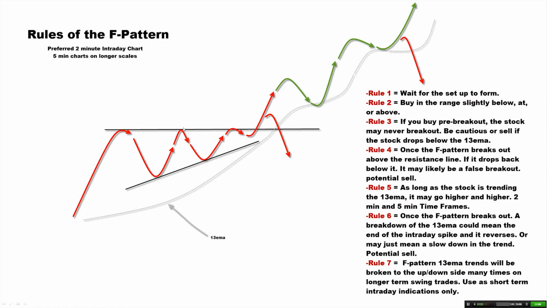But when I'm looking at an intraday chart, this is what I'm looking for. I'm looking for some kind of F pattern, triangular breakout for me to buy into. So wait for the setup to form.